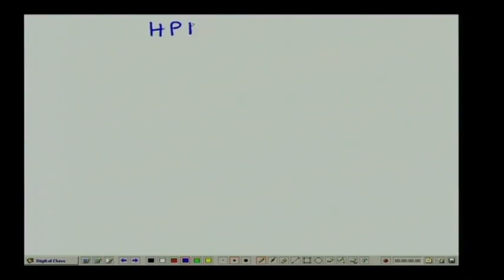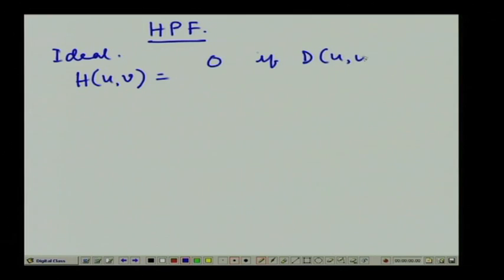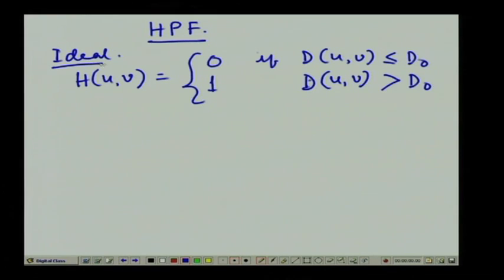for the ideal Highpass filter, h u v is equal to 0 if d u v is less than or equal to d 0, and this will be equal to 1 if d u v is greater than d 0. So, this is the ideal Highpass filter.